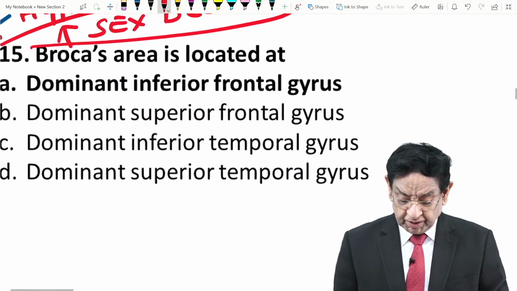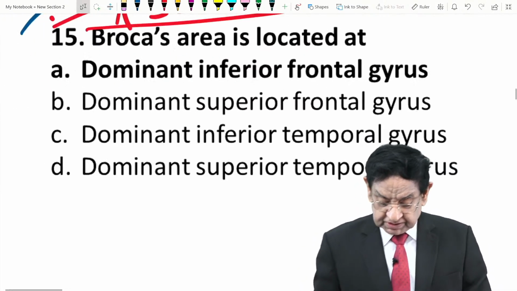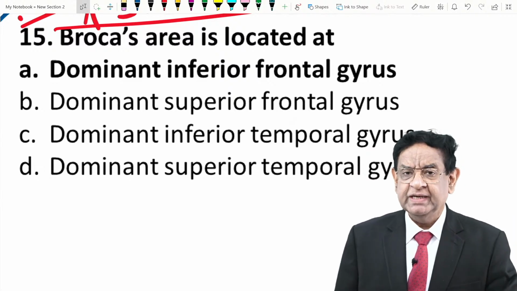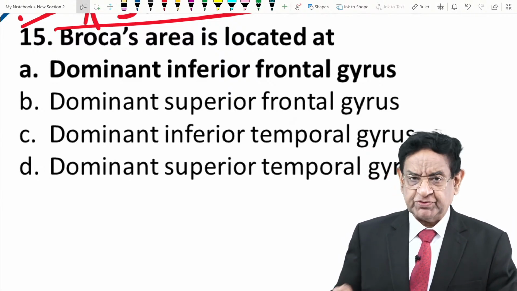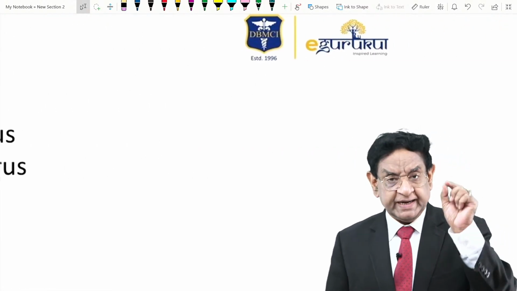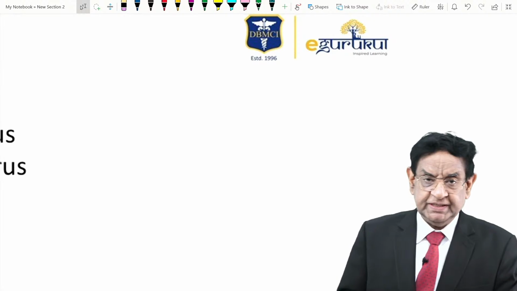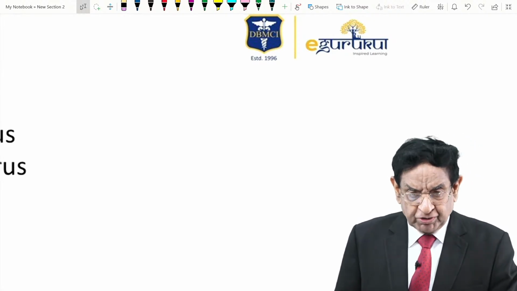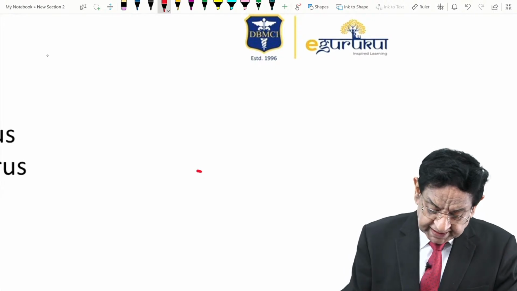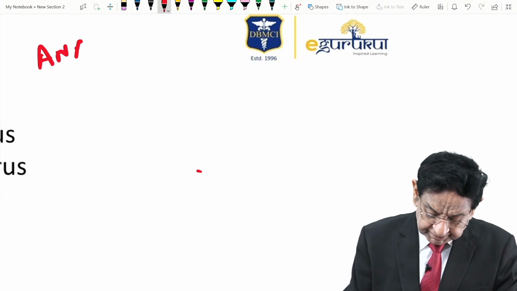Then we talk about speech. Broca's area is located... This question on speech comes very commonly in the FMG exam. So first we learn the anatomy, then we learn the physiology, then we learn the neurology, and then we learn the medicine also. So let's learn anatomy and physiology. First we learn about anatomy.